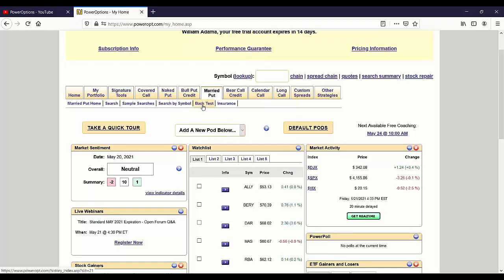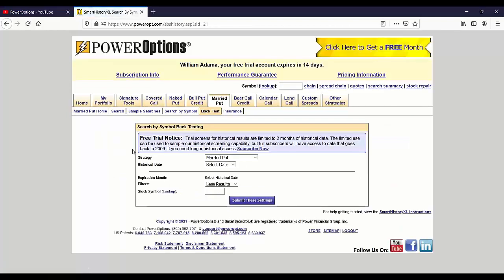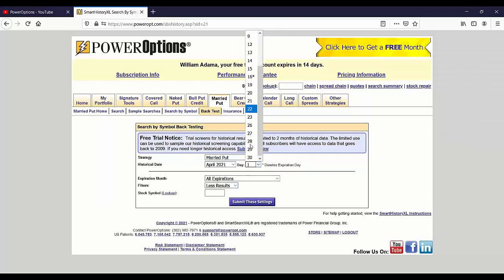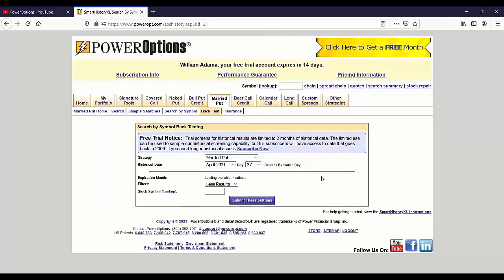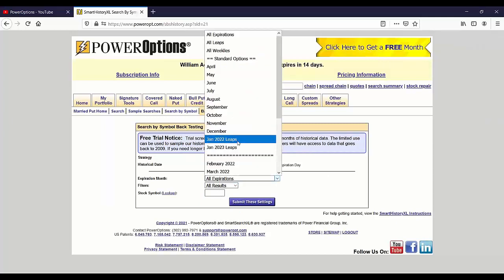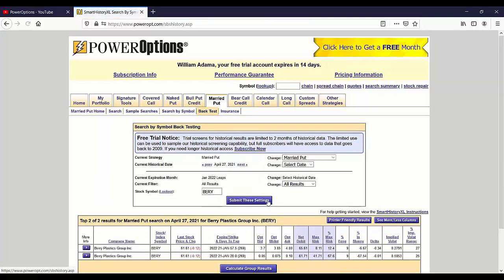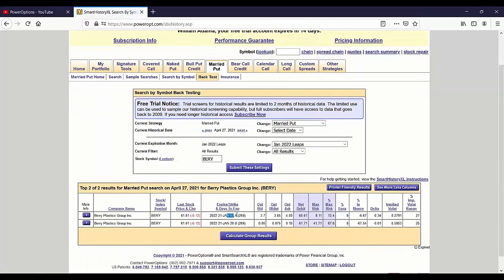But what I did is I went into the back test. There are historical tools, which I can use for a historical search based on criteria. We're going to use historical search by symbol. I'm going to look up married puts on or around April 27th, I believe is what I looked for, and I want to see all results. We're going to use the standard January expiration. That's the typical setup that would use about 220, 240 days out in time, 269. There we go in that case.